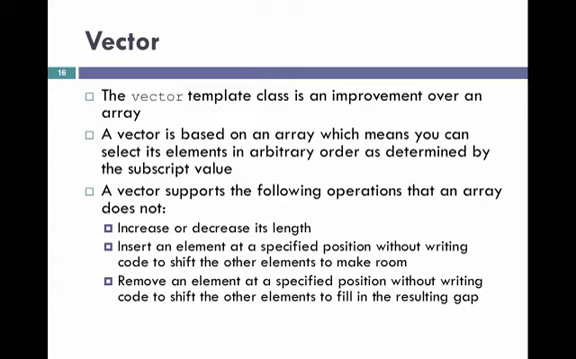We talked about this in class the other day. So a vector is based on an array, so you can select the elements in arbitrary order using a subscript. And the vector supports the following operations that an array does not. You can increase or decrease its length. You can insert an element at some specified position without writing code to shift the other elements out of the way to make room. And you can remove an element without having to write code to shift the elements to fill the gap. The shifting on insert and remove takes place automatically for you.